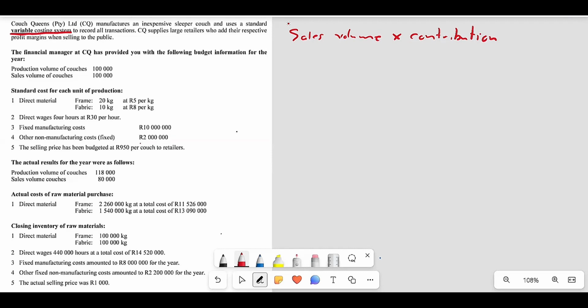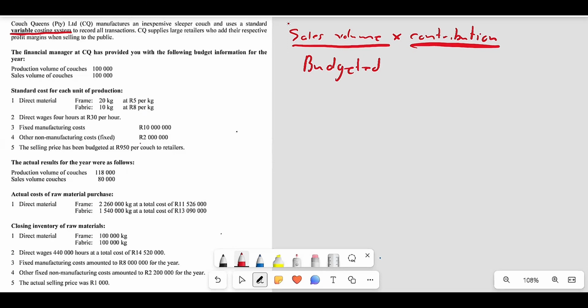The financial manager at CQ has provided you with the following budgeted information for the year. So they have produced 100 couches. They've sold 100,000 couches. So basically, what we need to do now is calculate the contribution. And every time we're calculating the volume variance, we use the budgeted. Okay, so now let's do this.